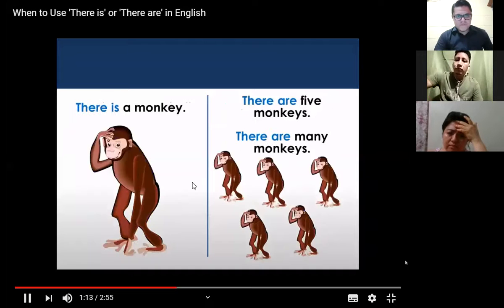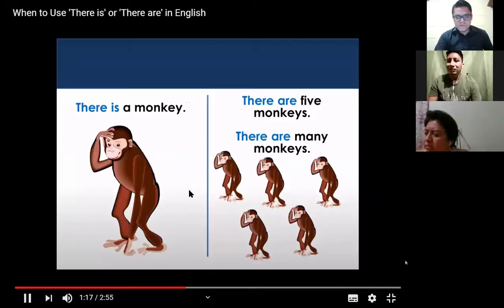There is a monkey. One monkey. There is a monkey. There are 5 monkeys. Okay. There's a monkey. Remember that the article a is used only for singular nouns. So there is a monkey, and right here, 1, 2, 3, 4, 5. You can count them, right? And you can say there are 5 monkeys, or you can say there are many monkeys.